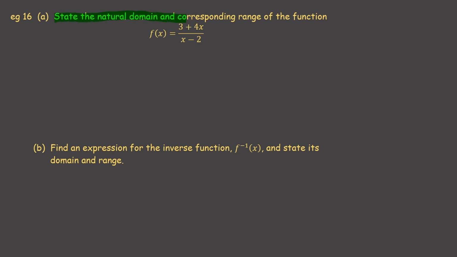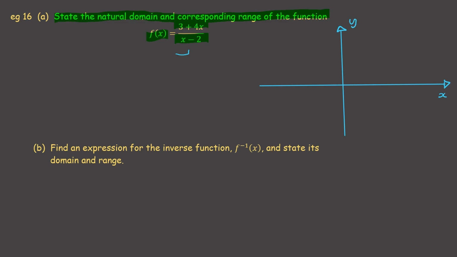State the natural domain and corresponding range of the function f of x is 3 plus 4x over x minus 2. A little sketch might help us with this. And this is the type of function that you should recognize from your Year 11 Methods course. So looking at the bottom here, we can't have the value 2 because we'd be dividing by 0. And that tells you that x equals 2 would be a vertical asymptote.